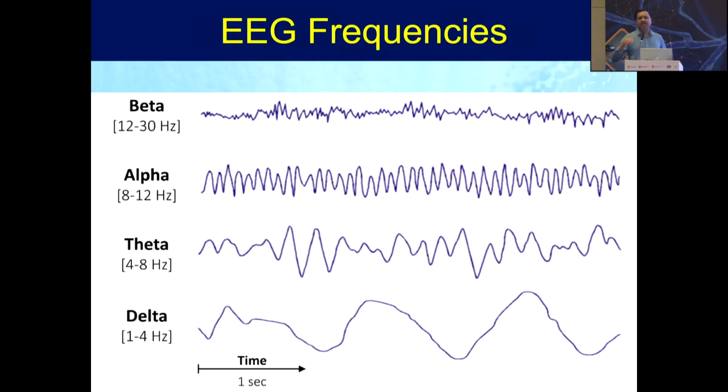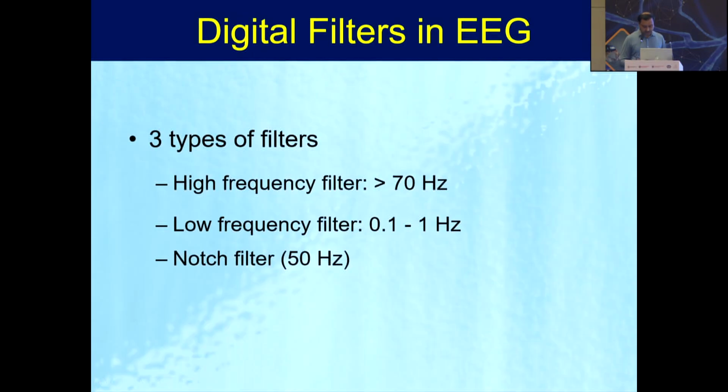EEG frequencies are waveforms per second, and these are the common waveforms which you see in the normal EEG, which we'll discuss. Normal activity in an awake adult is alpha activity. Then you have slower theta and delta activity, or faster beta activity, which will be discussed in this.